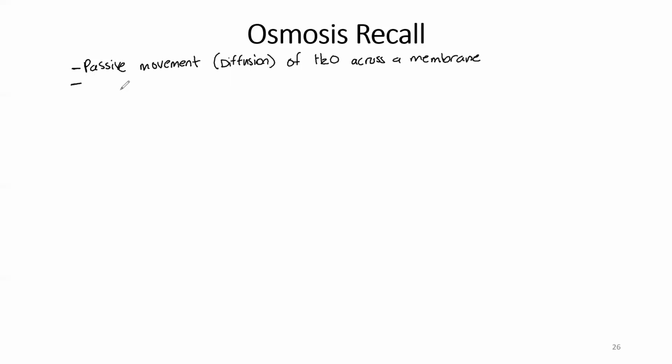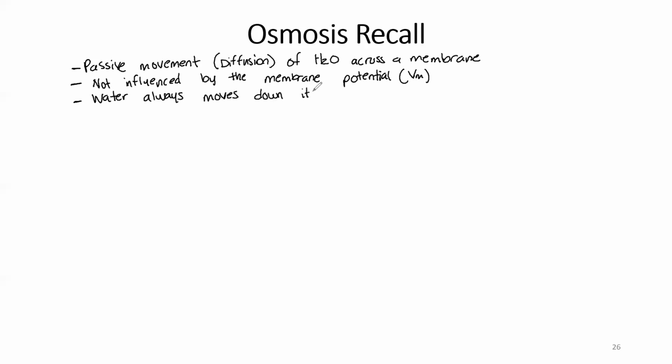We also said that it was not influenced at all by the charge or the membrane potential. And then we also said that water always moves along, or down, or with its concentration gradient. Alrighty, so that's a basic definition. Let's look at an example here.